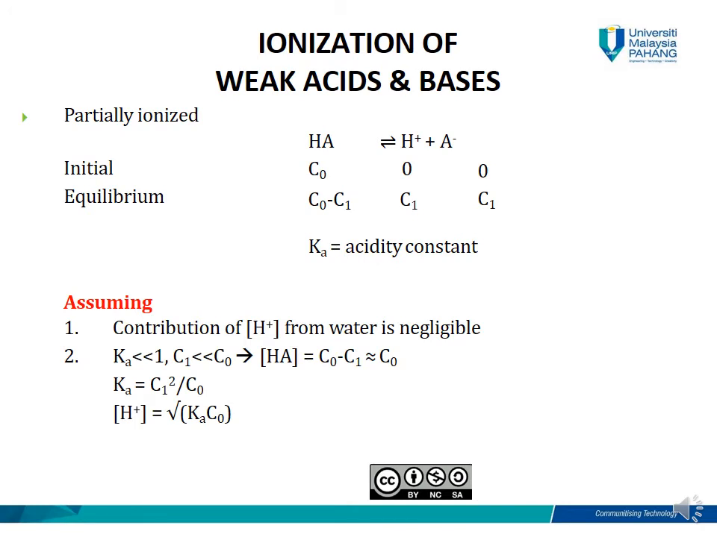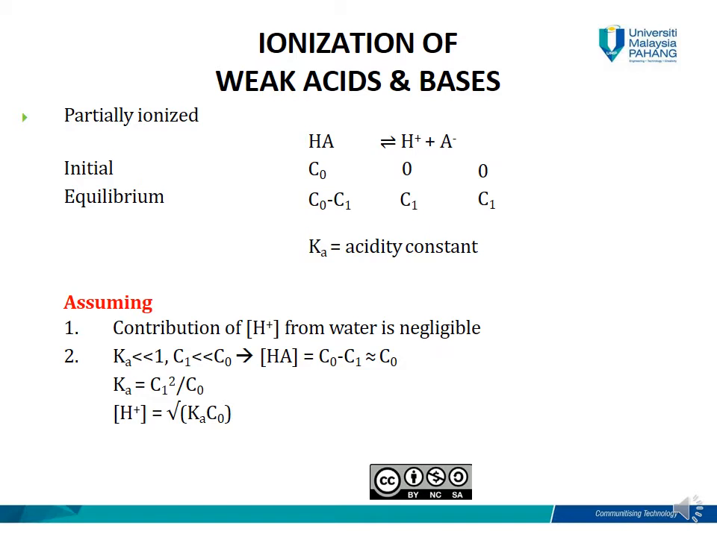So when we have this weak acid and base to ionize, how can we determine the equilibrium amount of the reaction? The first step is you need to identify the chemical reaction. The second is you simply write the initial values of the weak acid and also the proton and the A minus. After that, you write the equilibrium. When it reaches equilibrium, you must understand that there is a slight change in concentration. So we need to put C naught minus C1 for HA, and then it will give the concentration of H plus as C1, and A minus also C1.